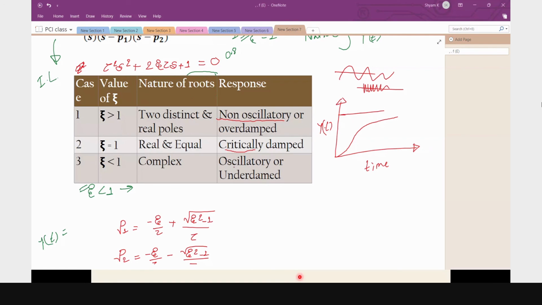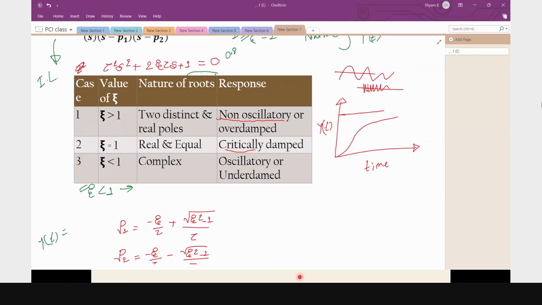See, the responses we have written here, non-oscillatory, critically damped, oscillatory, underdamped, this is the qualitative way I am discussing over here, but we can derive it. And after derivation, observe that there are some terms like sine, periodic functions. This gives us the oscillations. So you observe that when the system is overdamped, when psi is critically damped, that time sine terminology will not be there.